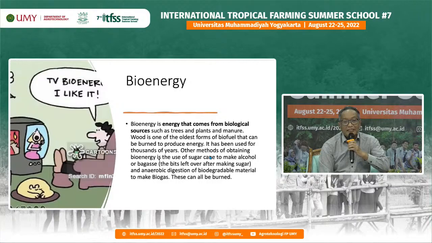Now what is bioenergy? Bioenergy is energy that comes from biological sources, such as trees, plants, manure, or wood, which is the oldest form of bioenergy that we can burn directly to make fire, to cook, for heating and everything. Other methods of obtaining bioenergy include making ethanol, and from anaerobic digestion we can also make biogas.